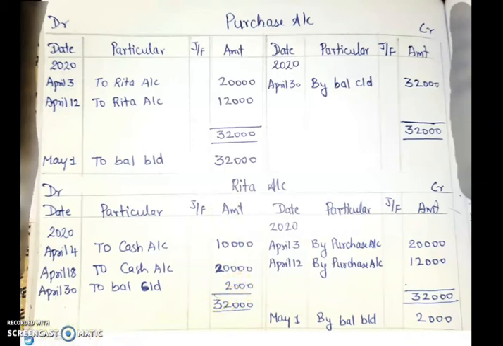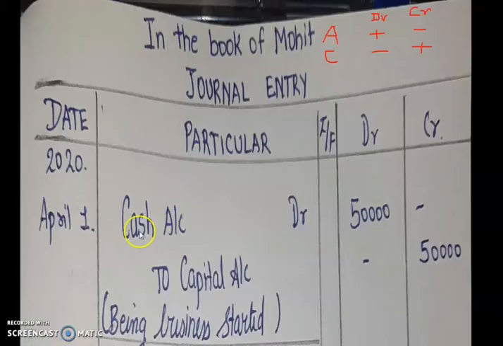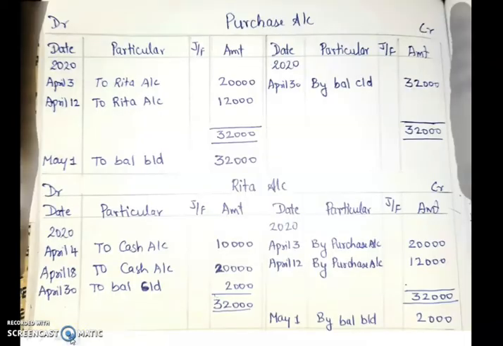Now next, we can pass the entries for cash. Okay, cash. You can see that when you started the business also you brought some cash, isn't it? So cash, that was the first entry, second entry, third entry, fourth entry and fifth entry. So 5 entries are there for cash. So children, taking all the cash transactions, I'm passing the ledger.